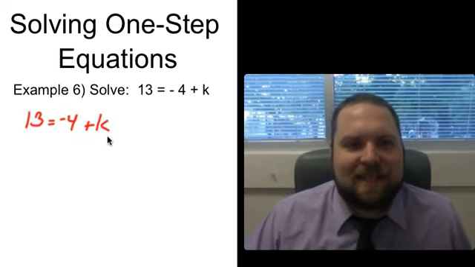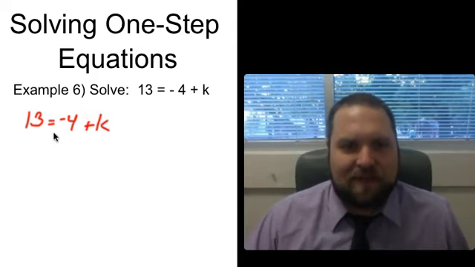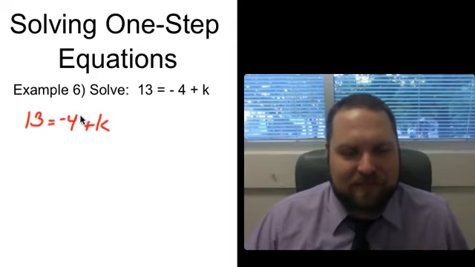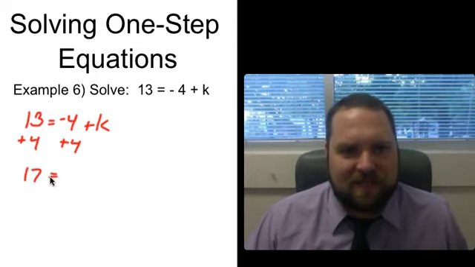We need to isolate our variable. We need to get that plus k by itself, but we've got this minus 4 over here in the way. So how do I get rid of, eliminate a minus 4? Well, the inverse operation of subtraction is, of course, addition. So I would add 4 to both sides. 13 plus 4 would give you 17. Negative 4 plus 4 is 0. Those two cancel each other out.